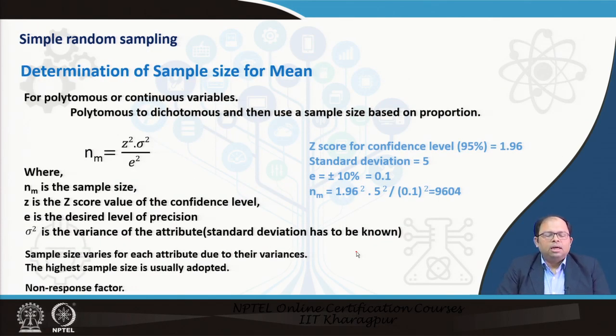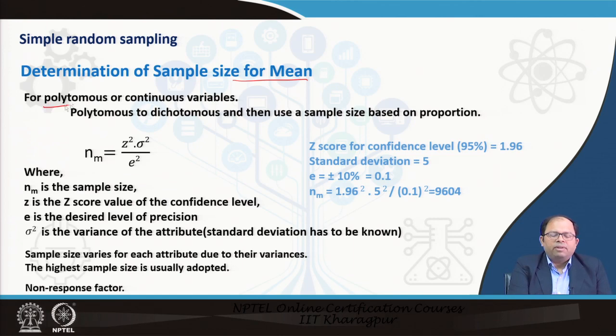So in case of simple random sampling, I'm not going to explain in detail more complex sampling methods like stratified random sampling or cluster based sampling. For simple random sampling, which is what we do in most cases, we determine the sample size by different methods. The first method is determination of sample size for mean, and this method is apt for polytomous or continuous variables.